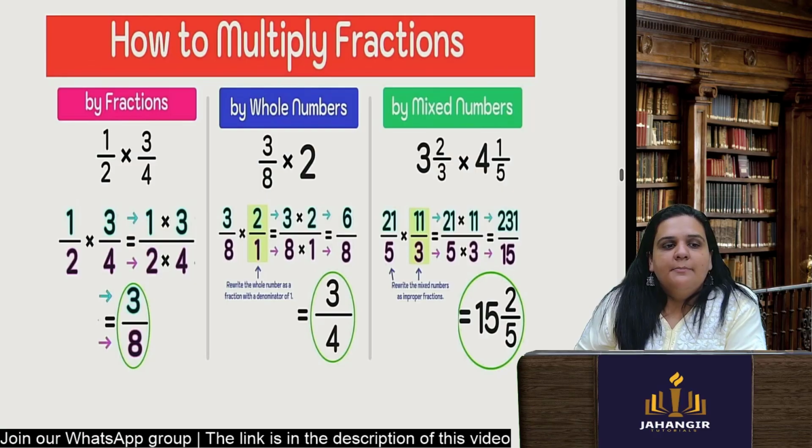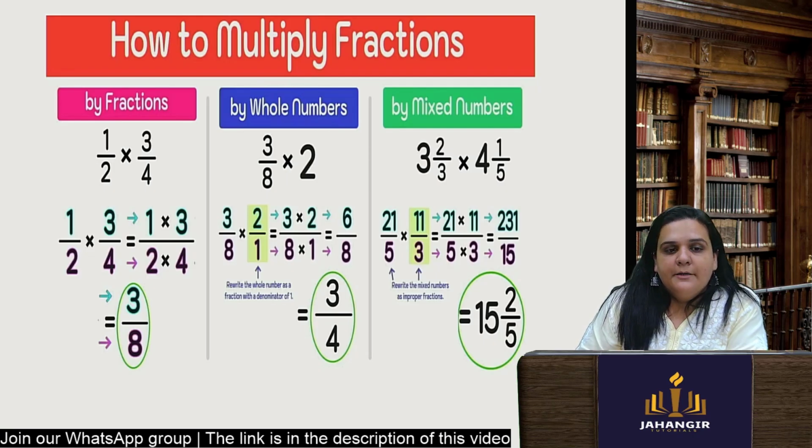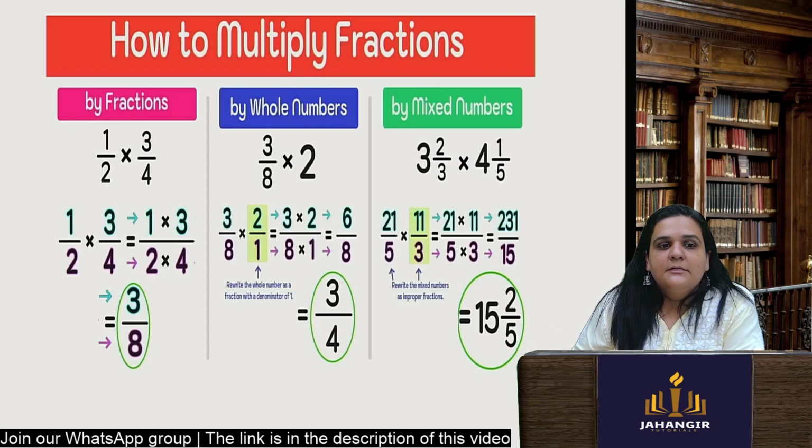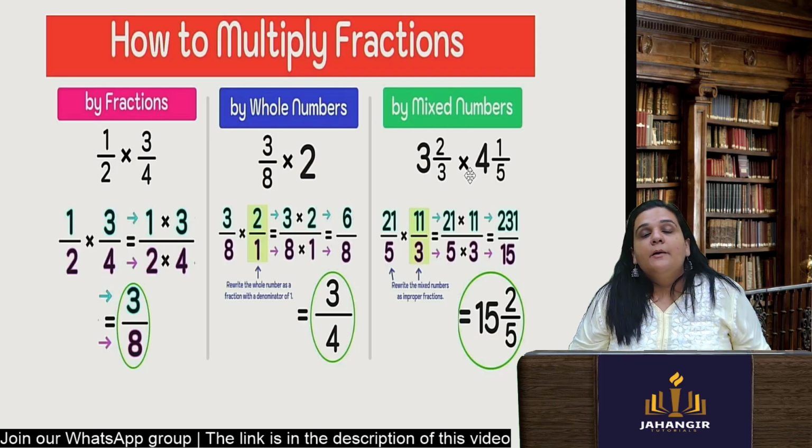Now how to multiply fractions? By fractions, I just showed you. 1 into 3 will be 3, 2 4s are 8. Then by whole numbers. So whole numbers, simple, whole number is nothing but it is 2 upon 1 only, no? 3 upon 8 into 2 upon 1. 3 2s are 6 upon 8. Mixed numbers, you will do multiplication and add.